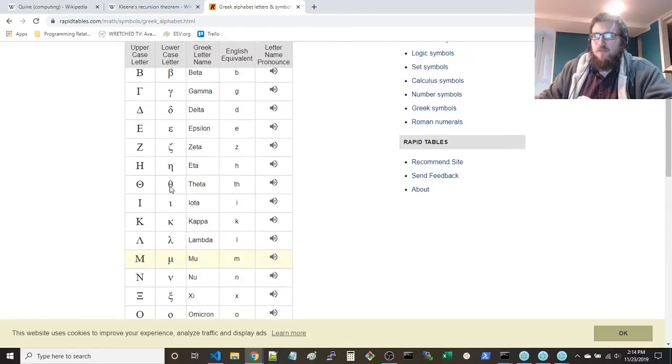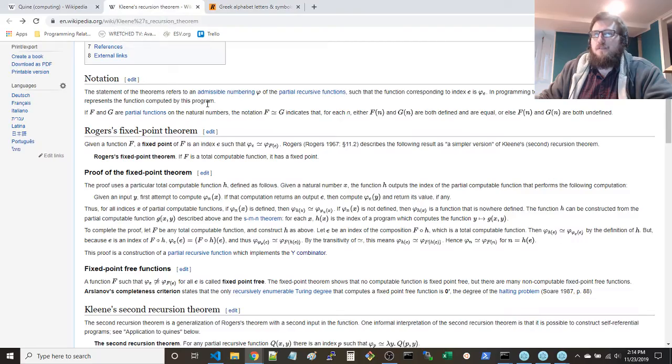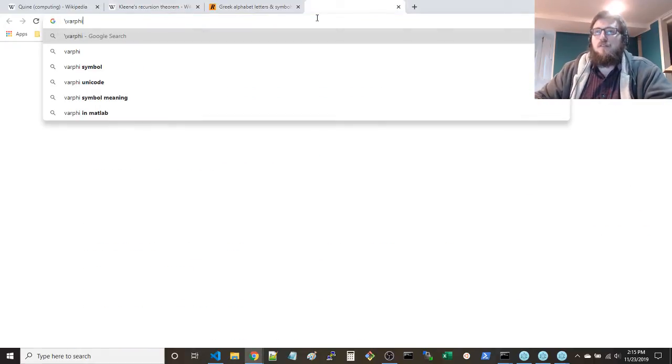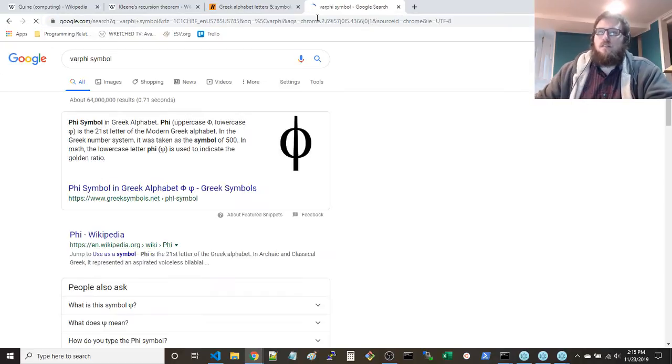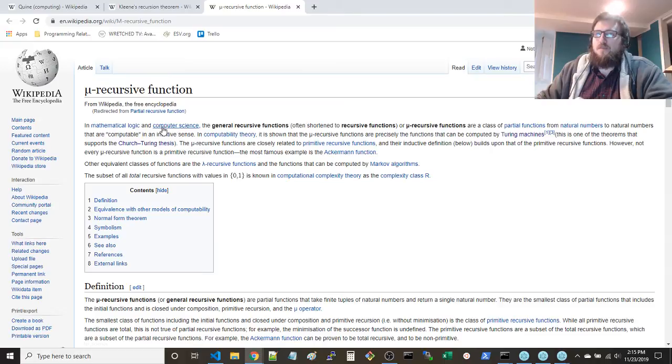We're looking for... What is this symbol, after all? Var phi. Phi. Okay, so that's phi. Alright, got it. Admissible numbering phi of the partial recursive functions. What does that mean? Mu recursive. I think I've gone over this many times and I still don't understand it.